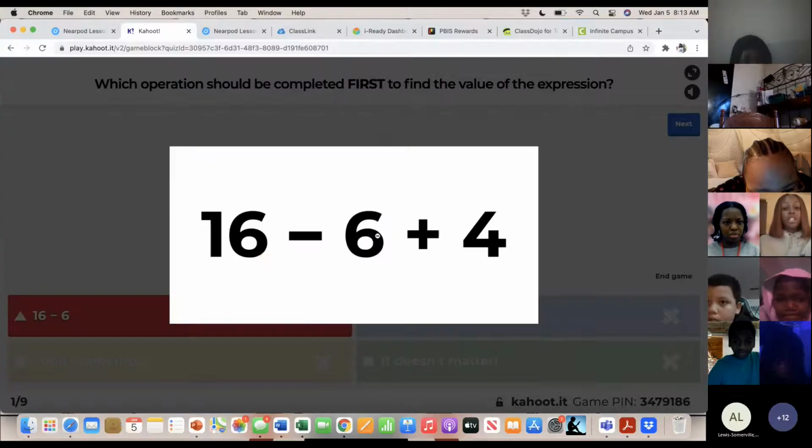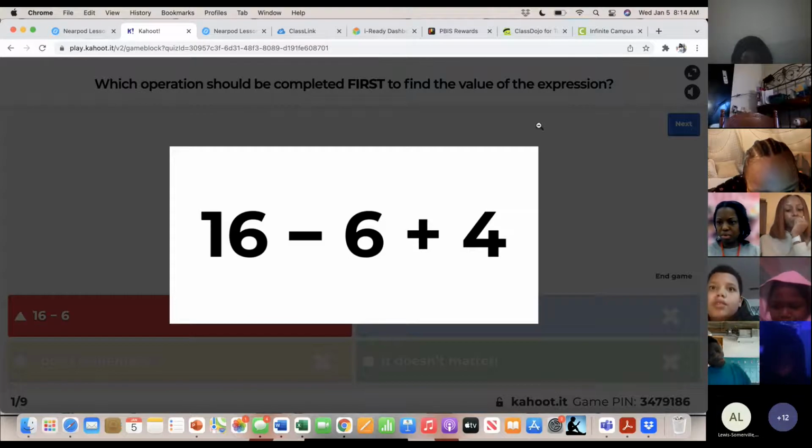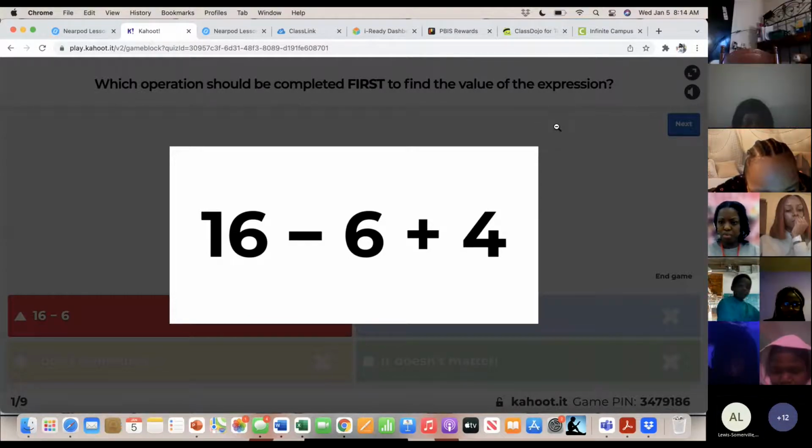So what happens, just like this problem where we had adding and subtraction, what do we do first? Subtract. Why? Because it comes before the addition. Yep, they are tied for priority. We solve whatever comes first from left to right.